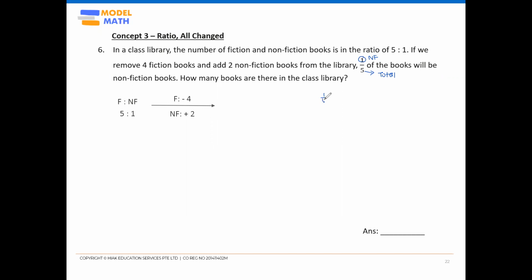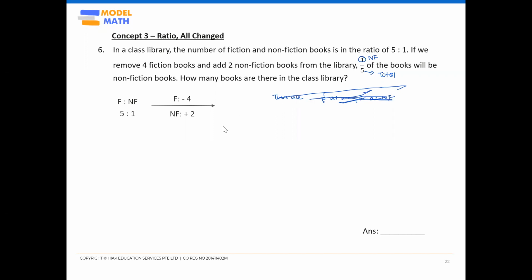If it's the fiction books, they would have phrased it differently. They would have said, for example, in the end, there are 1/5 as many fiction books as non-fiction books. Then the 5 units would be the non-fiction books. But in this case, they didn't do this, so this one is out. So 5 units is your total.